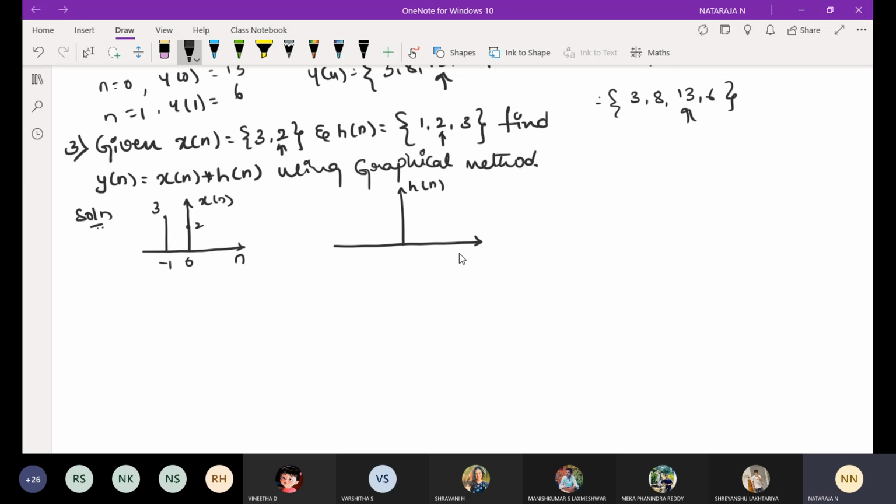h of n at -1, 0, +1. At -1 we have an amplitude 1. At 0 we have an amplitude 2. At 1 we have an amplitude 3. Okay, any doubts in this? No, sir.